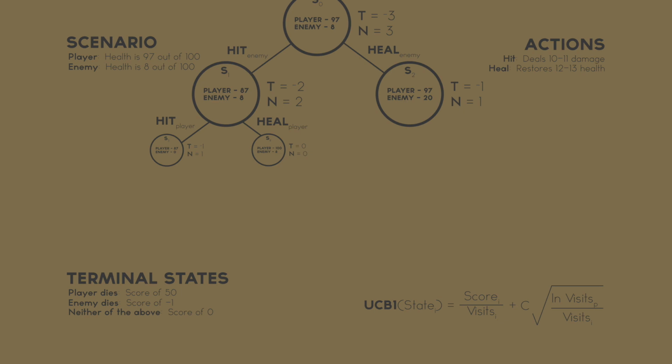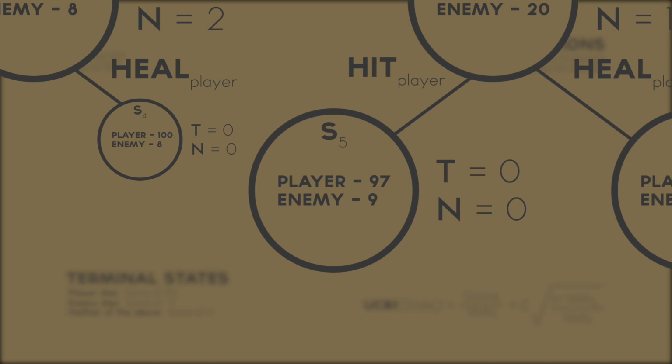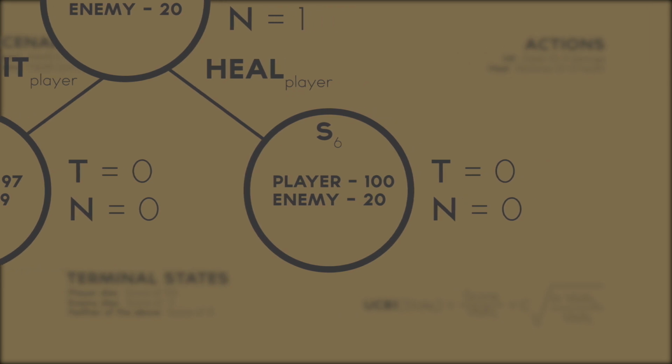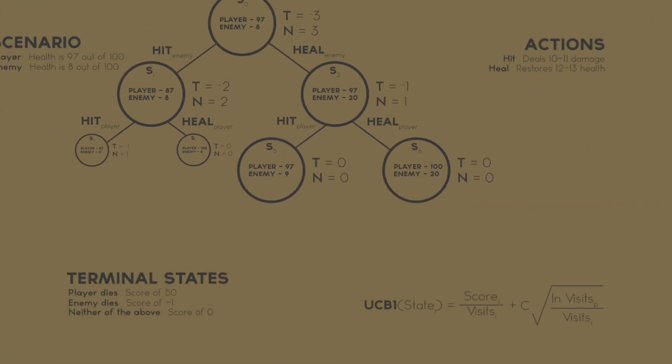Expansion occurs again, which is the player's perspective based on the level of the tree. State S5 is generated with the player health of 97 and the enemy health set to 9 due to being a hit action from the player's perspective. S6 is generated with the player's health of 100 and the enemy health of 20 due to being a heal action from the player. The first new child node is chosen, S5. Rollout is performed, the enemy dies in 1 hit, so a score of -1 is produced and backpropagated.